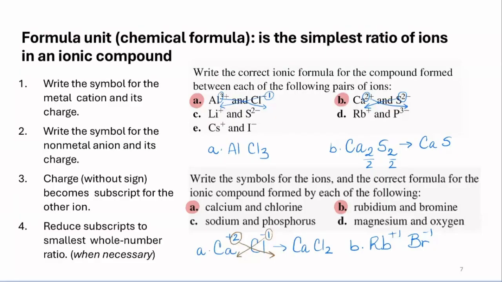Since that +1 and -1 charge when added will equal 0, then for my final answer, I don't even have to crisscross. All I have to do is to write the symbols for the elements. So the ionic compound that forms from combining rubidium and bromine is RbBr.